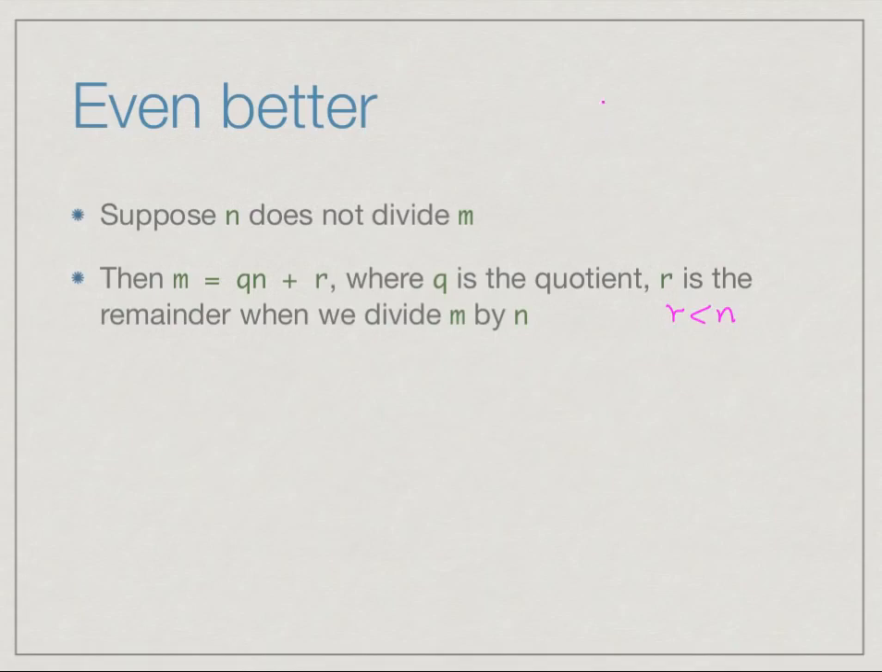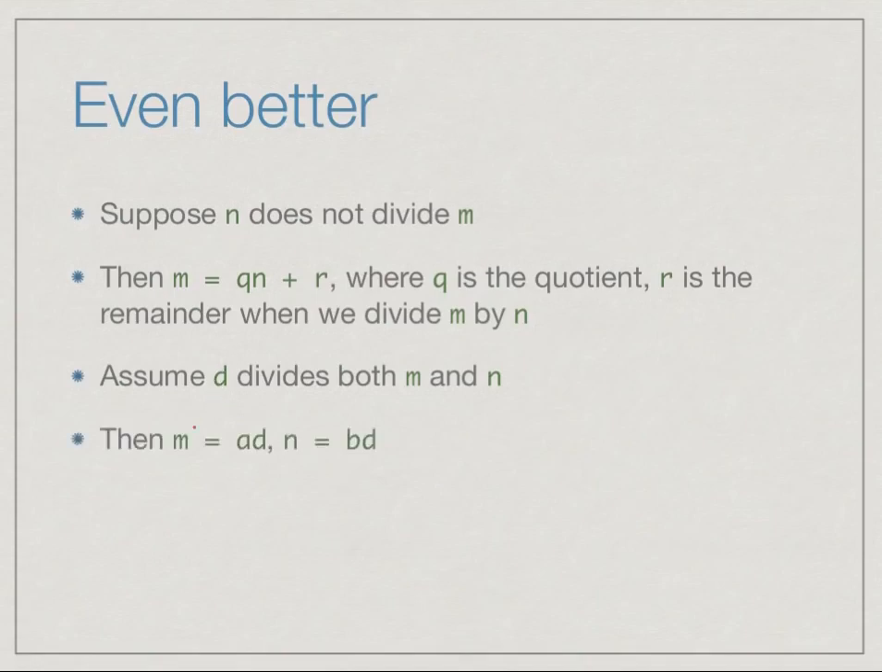So for example, if I say 7 and I want to divide it by 3, this will be 2 times 3 plus 1. So this will be my quotient and this will be my remainder. And the important thing is the remainder is always smaller than what I'm dividing by. So now let's assume as before that we have a common divisor d for both m and n. In other words, like before, we can write m itself as a times d and n as b times d for some numbers a and b, because m is a multiple of d and so is n.